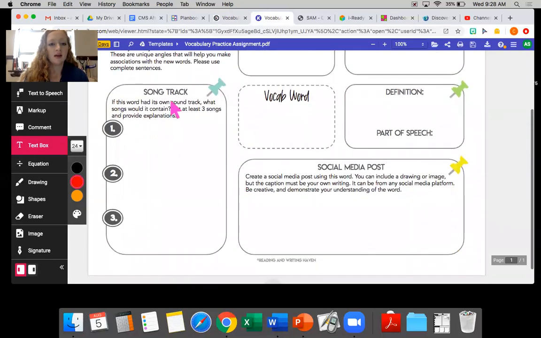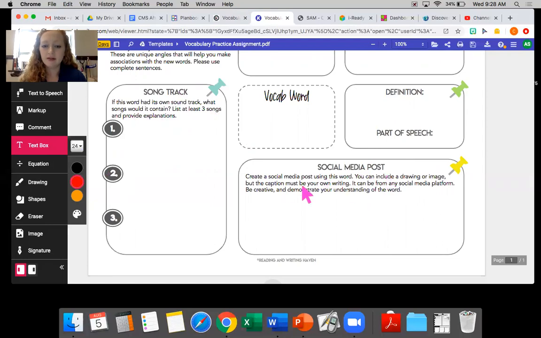And then song track. If this word had its own soundtrack, what songs would it contain? So list at least 3 songs and provide explanations. So you can Google songs that include the word acknowledge. You could Google songs that include synonyms of acknowledge, or you could just kind of think of the songs that have to do something with that definition. So give me the title and then give me an explanation. It doesn't have to be complicated. 1 sentence is fine. So do 1, 2, and 3.